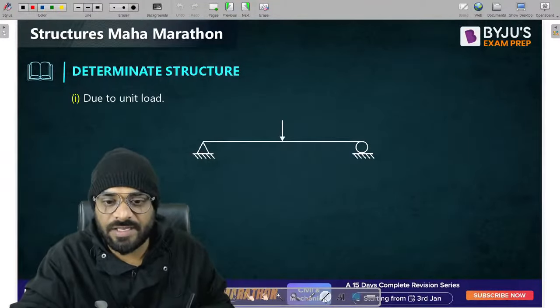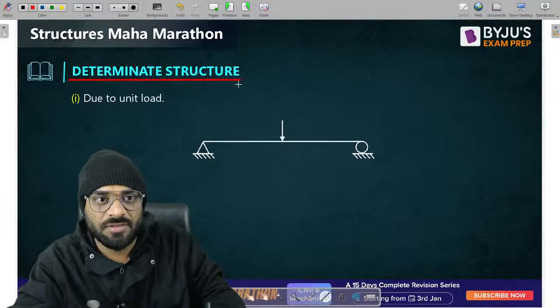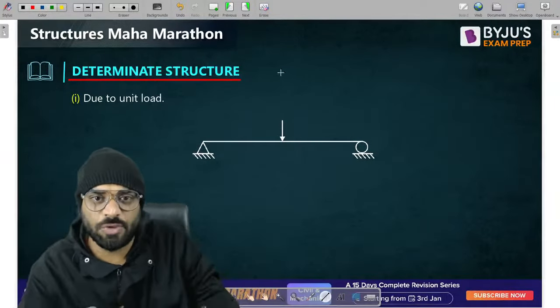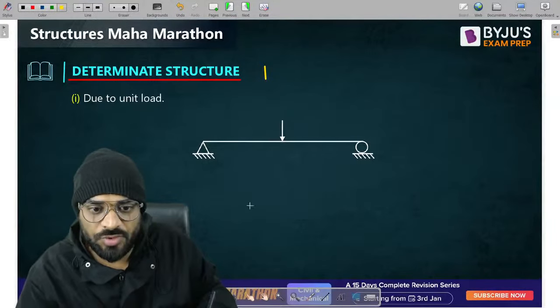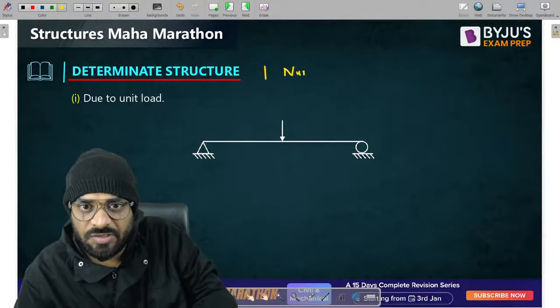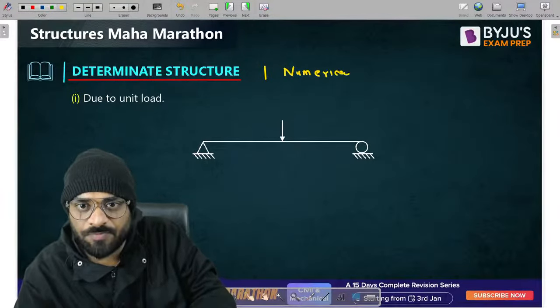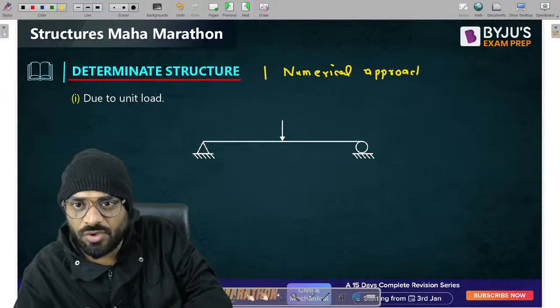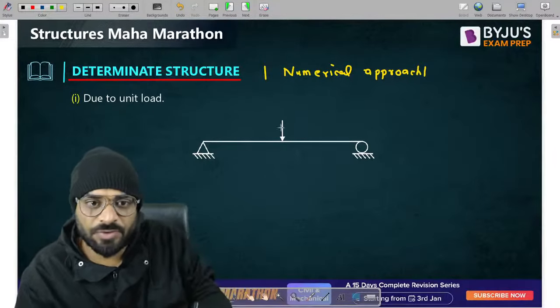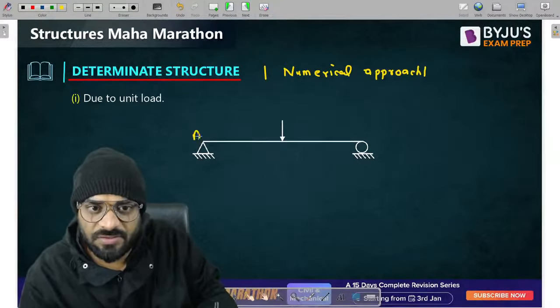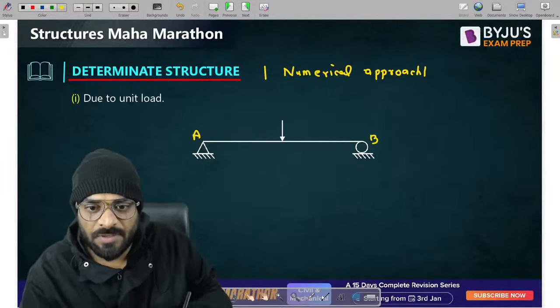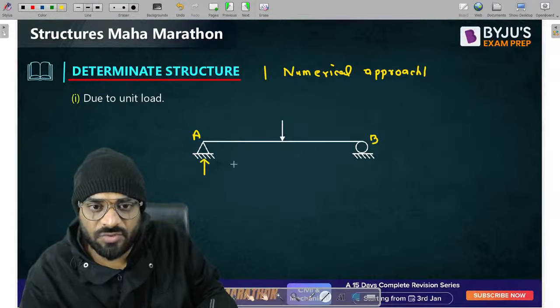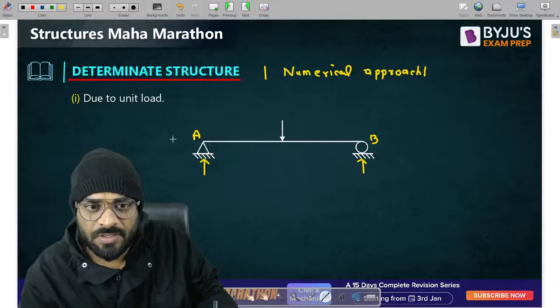Now, let's understand how to draw the ILD. Let's understand one of the cases by the numerical approach. I'm just explaining the numerical approach a little bit over here so that you can recall it very easily. Let us suppose this is our structure. This is support A, this is support B. We may have vertical reactions over here, VA, VB, and HA.